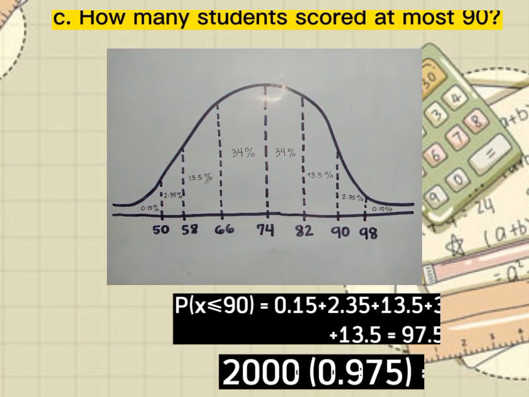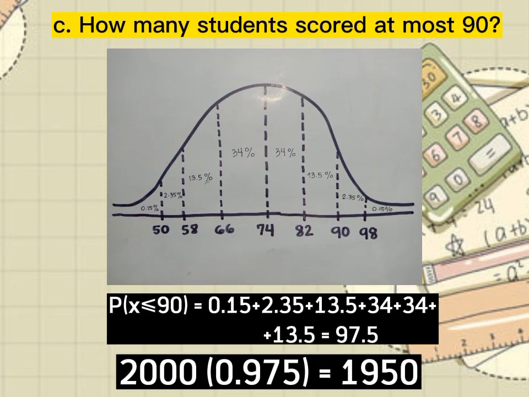For part C, how many students scored at most 90? P(X less than or equal to 90). In this case, we need to add this region. 0.15 plus 2.35 plus 13.5 plus 34 plus 34 plus 13.5 equals 97.5%. So this means that 97.5% of students scored at most 90.